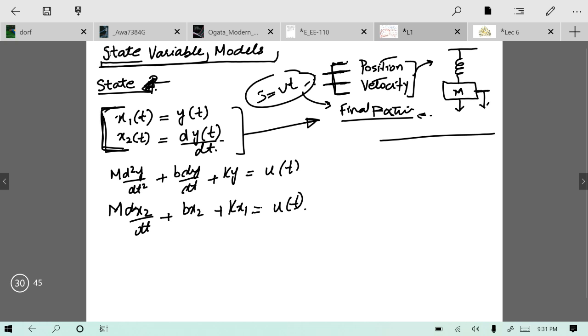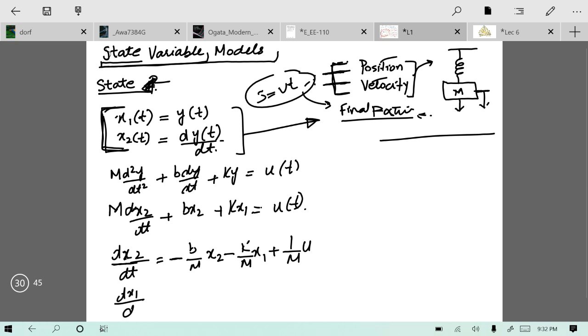Or alternatively, if I rearrange it, I can write it as dx2 over dt is equal to minus b over m x2 minus k over m x1 plus 1 over m u. And another equation we have is dx1 over dt is equal to x2. How? x1 is y of t, and dx1 over dt is equal to dy over dt, which is actually x2.